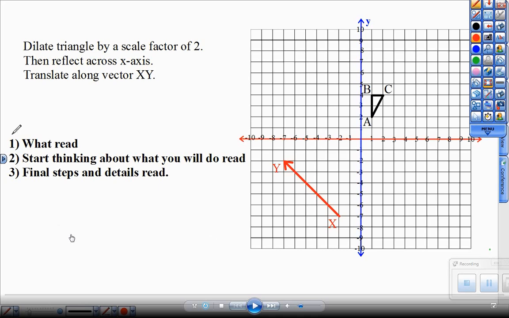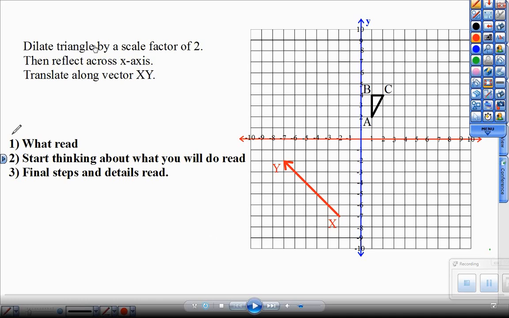So the first read, you're just going to read it and kind of just get an idea of what the problem's having you do. So my first read here: dilate triangle by a scale factor of 2, then reflect across the x-axis, translate along vector xy. So I'm looking at words like triangle and scale factor and reflect, and know that I'm going to be moving this one around. So my first read tells me that I'm going to be moving this triangle, shrinking it, making it bigger, moving it. My second read is for a little bit more depth thinking what you're going to do.